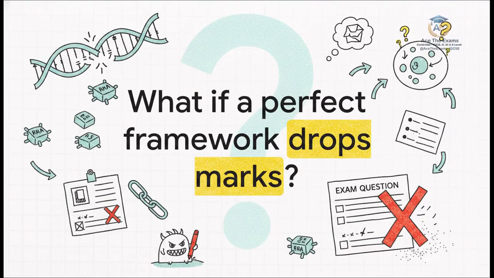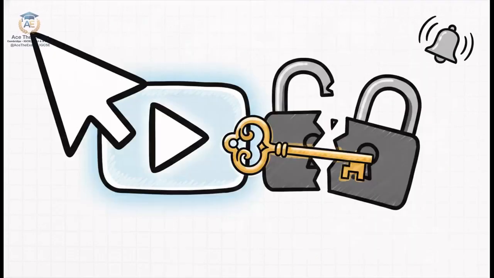So, we've covered the framework, the statistics, and the examiner warnings. But here is a genuinely terrifying thought. What if your framework is absolutely perfect? What if your biological knowledge of RNA polymerase is flawless, you include the context beautifully, and you still drop a full mark band? Well, the scary truth is, misreading a single command word in the question prompt will completely derail your perfect answer and cost you the grade. You simply cannot afford to let a misunderstood command word destroy all your hard work.